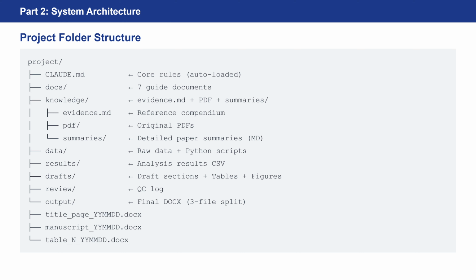Here's the physical structure. Claude.md is the core. It defines project settings and rules and is auto-loaded every session. The Docs folder contains 7 guide documents for each workflow phase. The Knowledge folder holds the Evidence.md reference compendium, original PDFs, and a Summaries subfolder for detailed summaries of key papers. The Output folder produces 3 separate docx files: title page, manuscript body, and individual tables. Everything has a designated place, so the AI can instantly find what it needs.